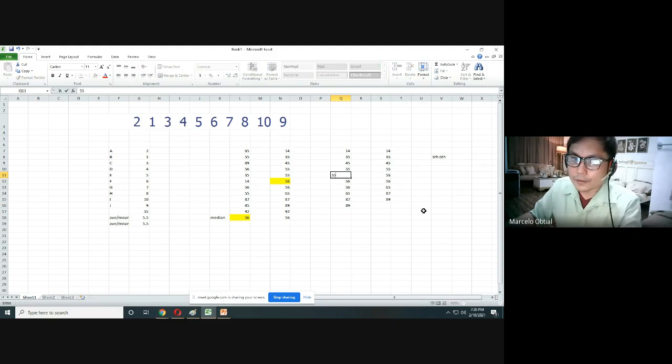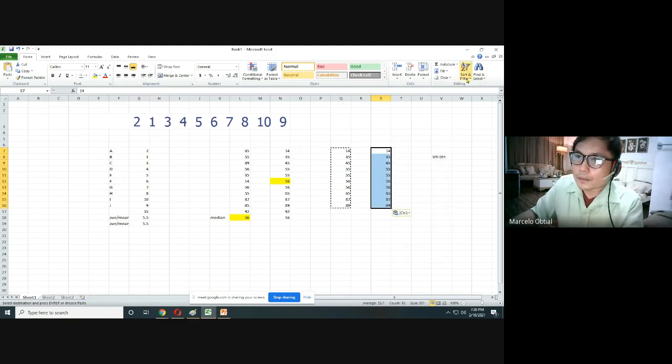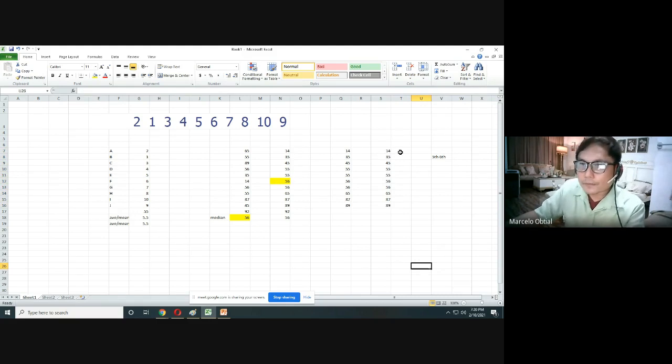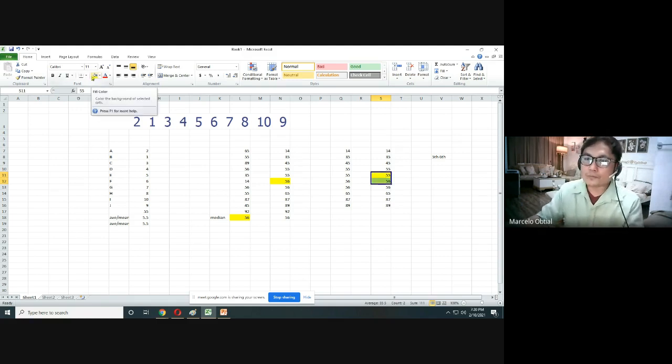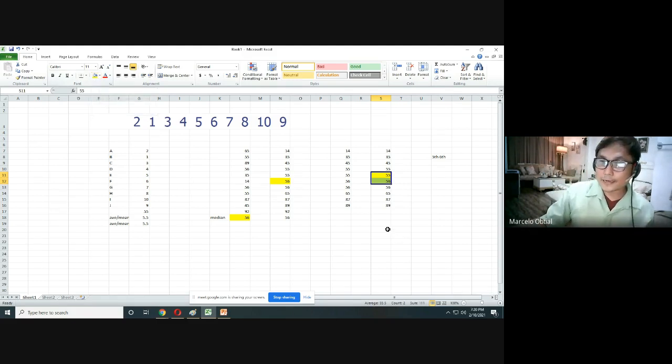Okay, 55. So after nito, I will copy-paste again, tapos I will arrange from the smallest to the highest. Okay na. So nagka-fifth siya at saka 6, somewhere nasa gitna nito. Since dalawa yung kanyang central value, we need to get the average. 55 plus 56 divided by 2 will give us 55.5. Okay, using the Excel, i-try natin siya.